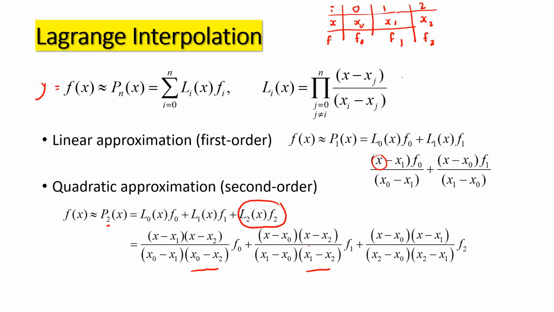So you notice for x1, you cannot do x1 minus x1. It's only x1 minus x node, x1 minus x2. For L2, the numerator is x minus x node, x minus x1. If I start from the numerator, x minus x naught, x minus x1, and then in the denominator you replace the x by x2. So you compare the linear and quadratic first.